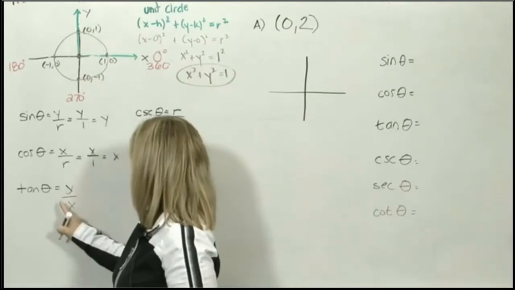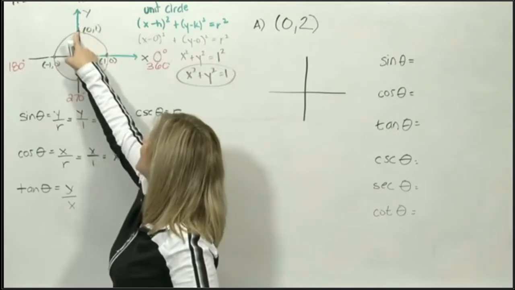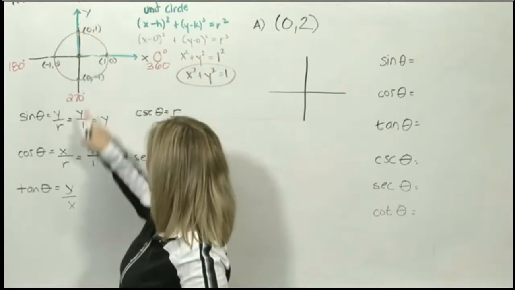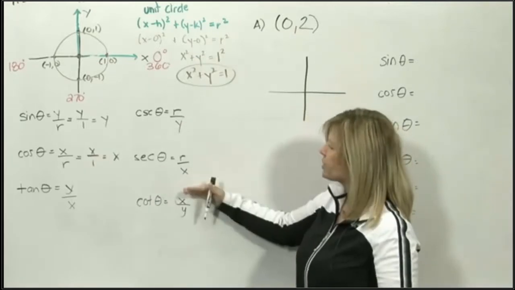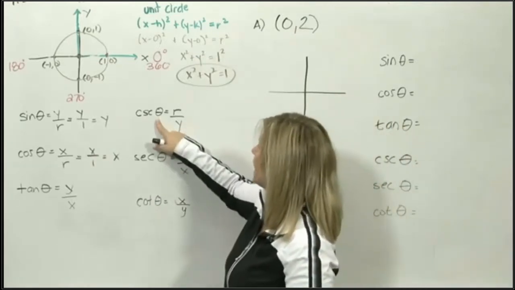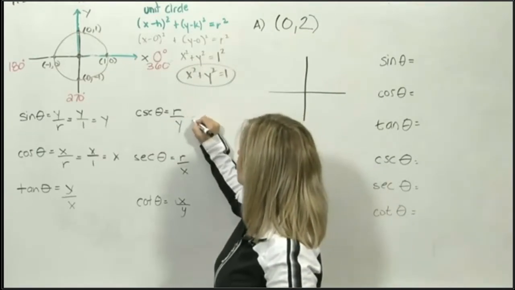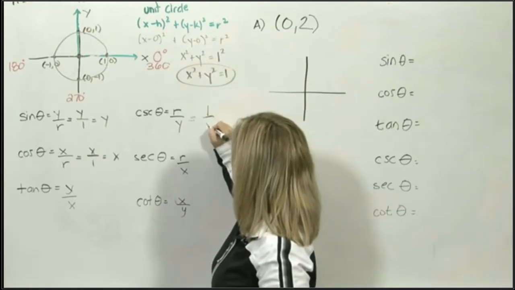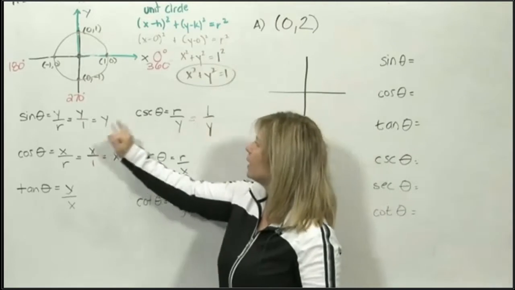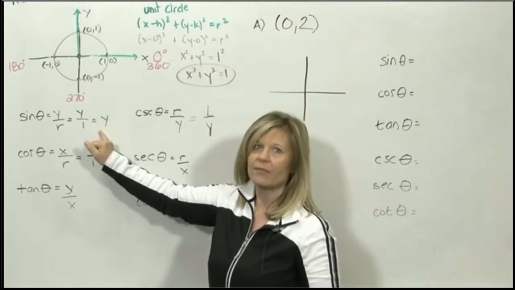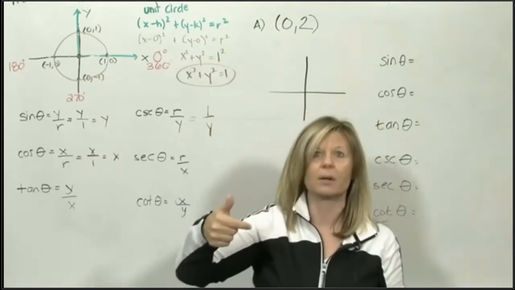The definition of tangent doesn't change. It's y over x. If I'm given an ordered pair and it lands here, I'll have an x, I'll have a y. I'll be able to give the tangent value. If we do the reciprocal functions, cosecant from the right triangle was r over y. Well, with the unit circle, the radius is 1. So the cosecant value is 1 over y, which makes sense. Cosecant is the reciprocal of sine. If the sine value on the unit circle is y, the cosecant value is the reciprocal of it, 1 over y.